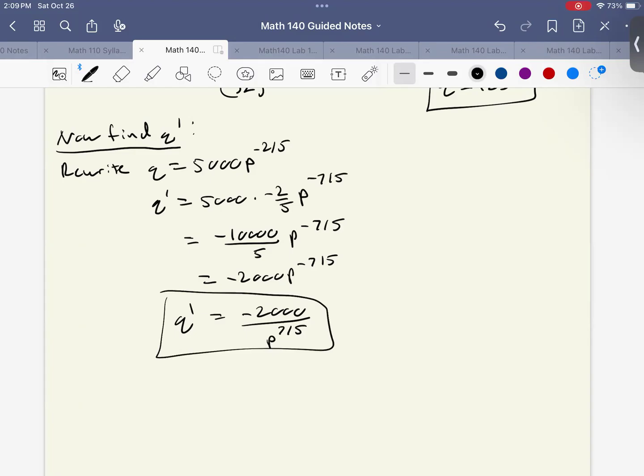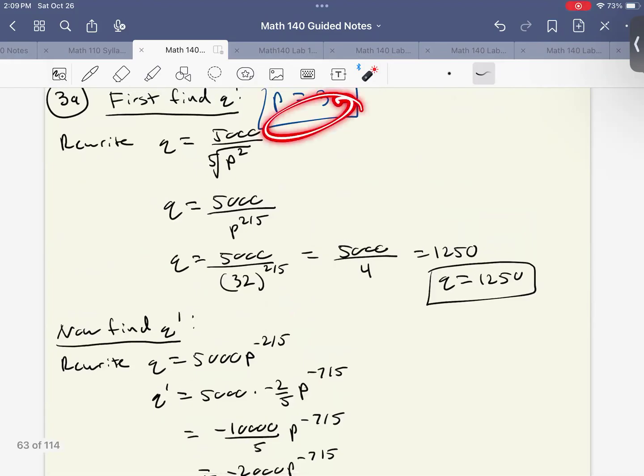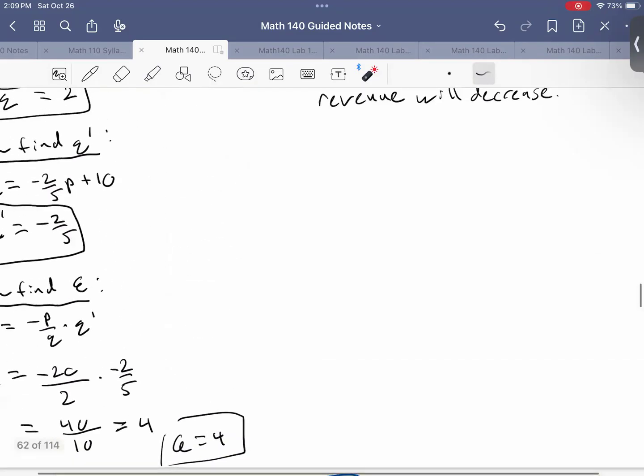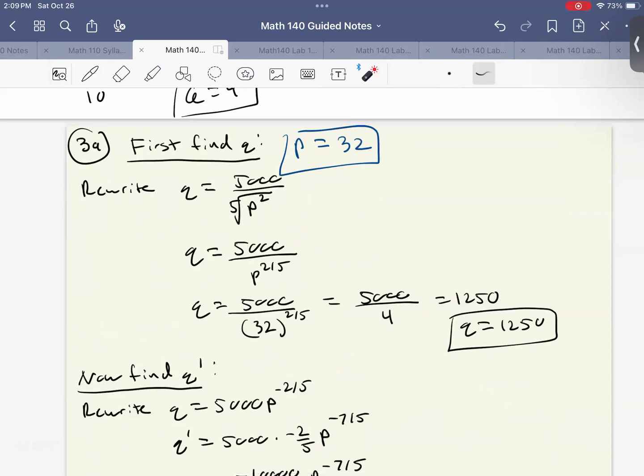Okay, so as opposed to the last question, right? We did a Q prime, we got a numerical answer, and that was pretty much it. Right, we were able to use that. But this time we don't have a numerical value. We still have that variable P in here. So what I need to do now is just plug in this P equals 32 into this derivative and get a numerical value that I can use in the point elasticity formula. Okay, because it needs to be a number.